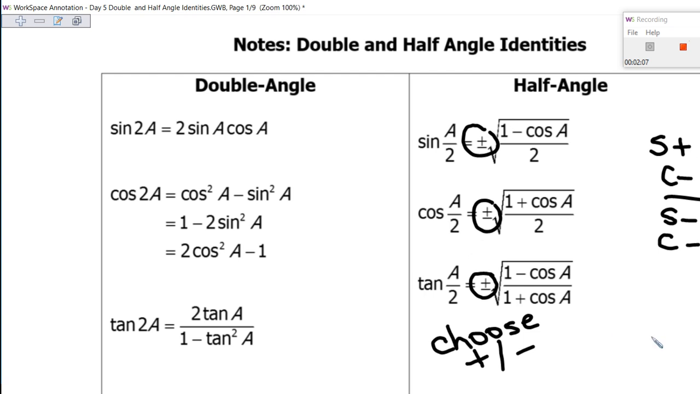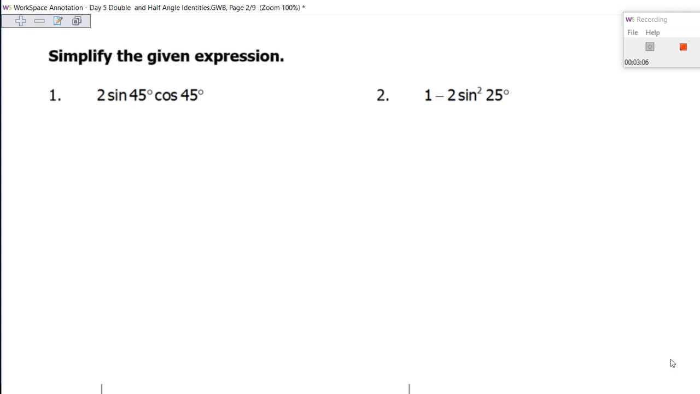So let's look at number 1. Number 1, the instructions say simplify the given expression. So since we don't have a square root, I know I don't need to be looking in the half angle identities. So this is going to be one of the double angle identities. And does this look like the double angle identity for sine, cosine, or tangent? Sine, because the formula is 2 sine A cosine A is equal to... What is this equal to? The sine of 2A.